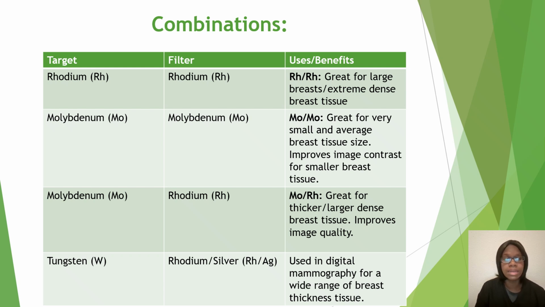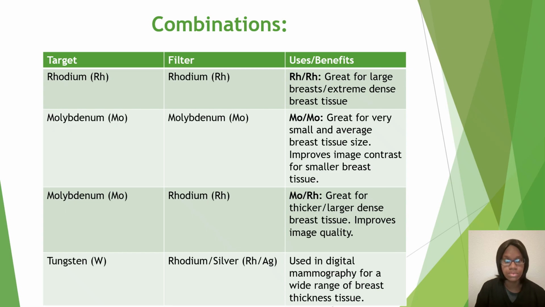Whenever you have a target/filter combination of molybdenum and rhodium, which you may see abbreviated as MO/RH, that's going to be great for thicker, larger, dense breast tissue. It's going to help improve the image quality.